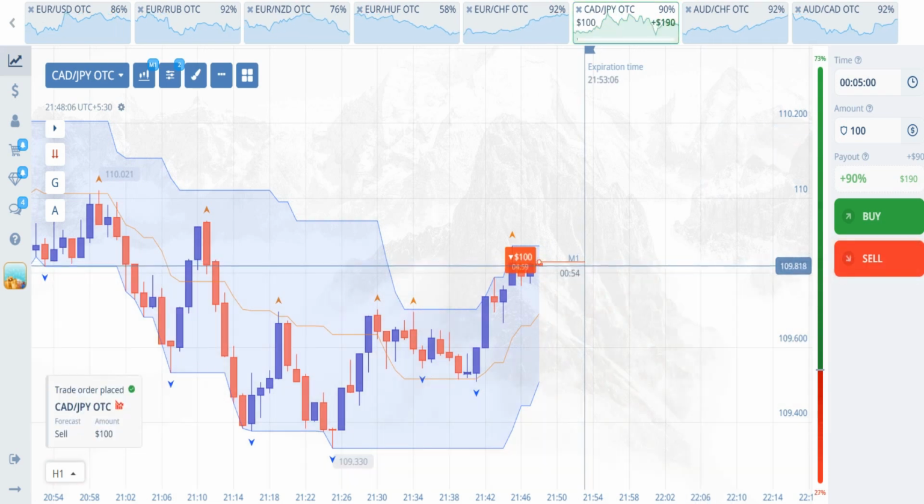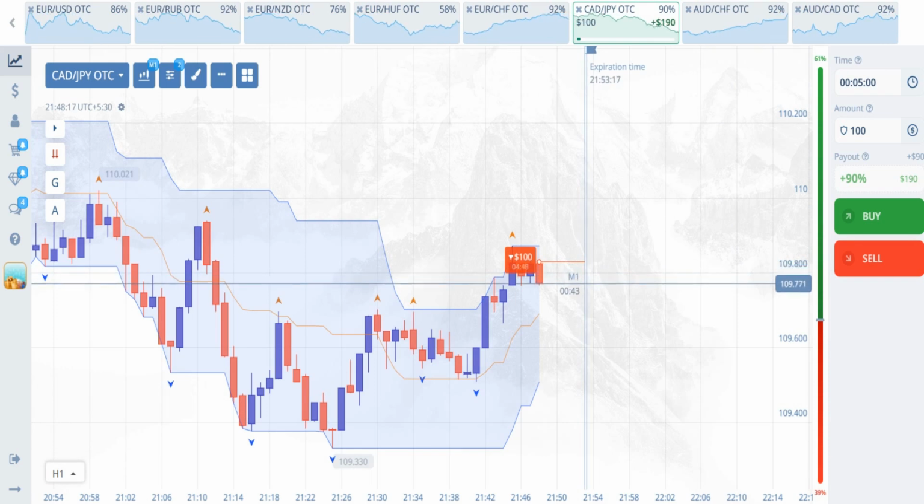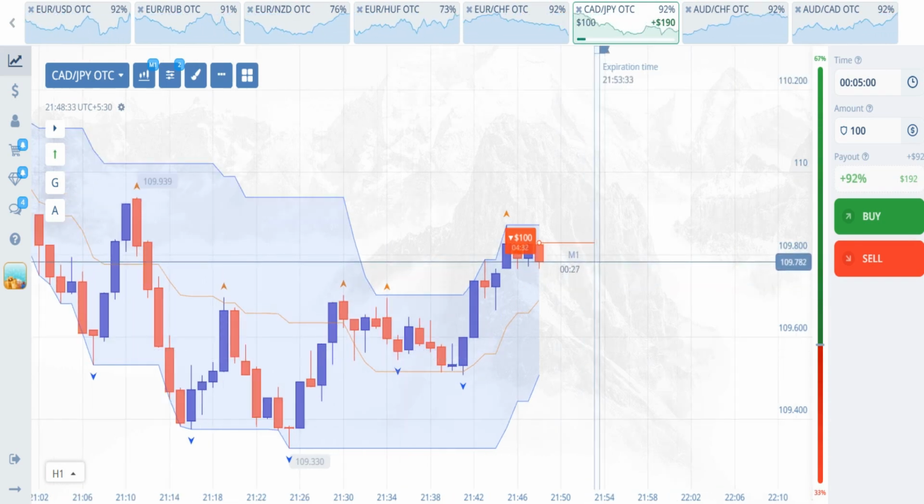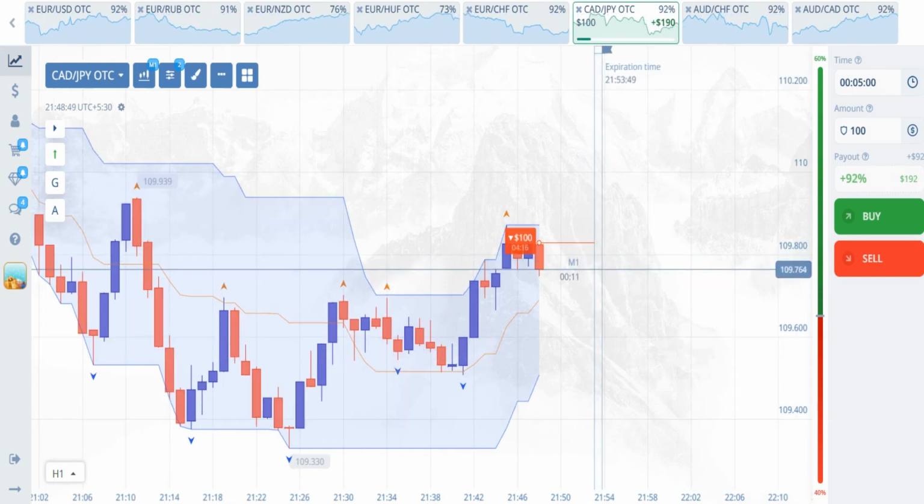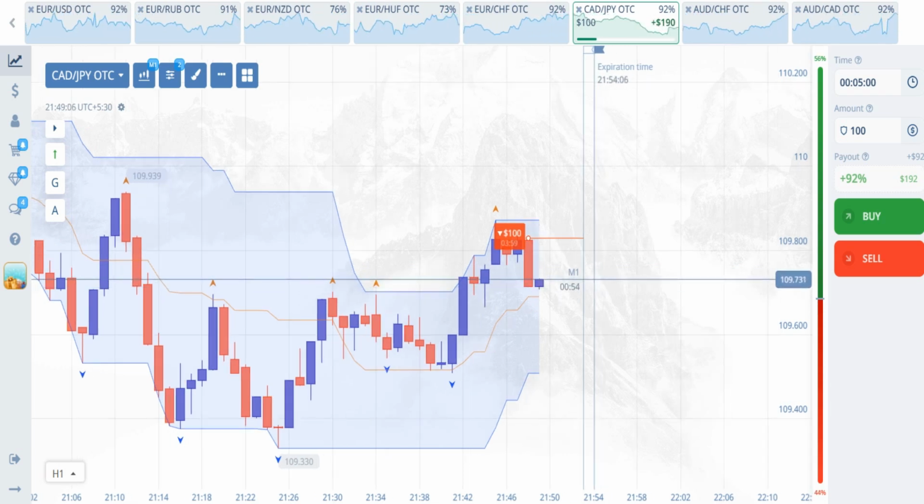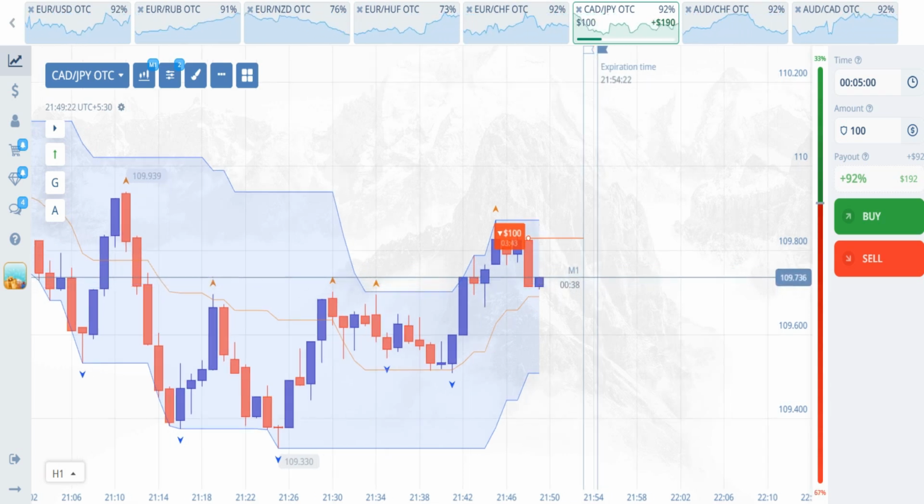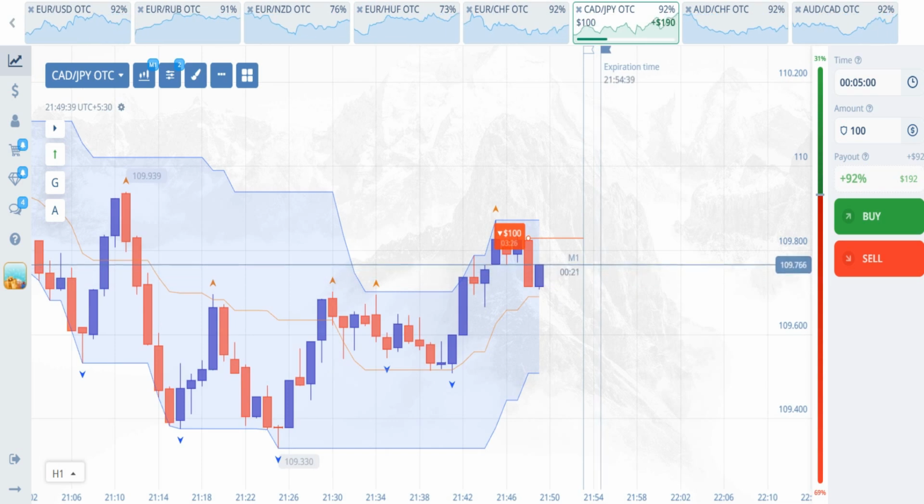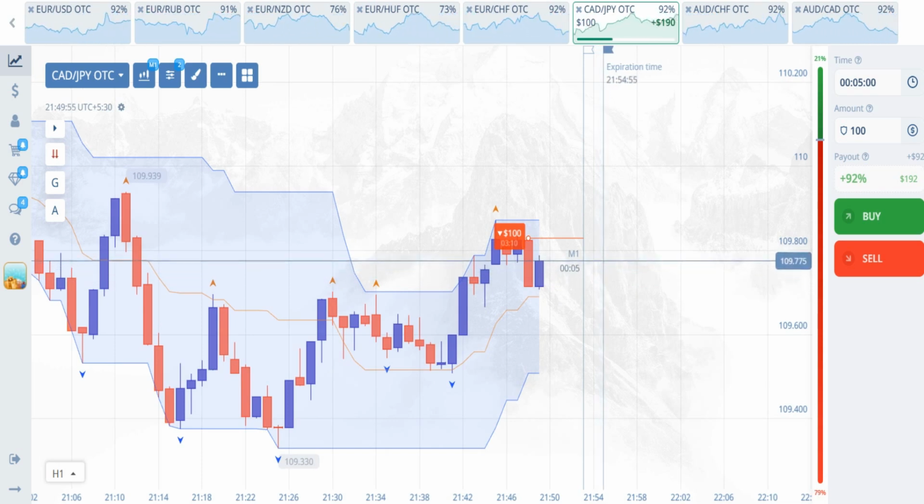Here's another sell trade setup that follows our trading rules. In this setup, the candle reversed after touching the upper line of the Donchian channel, and we also received a sell arrow from the Fractal Indicator. The Fractal Indicator helps traders identify potential trend reversals.